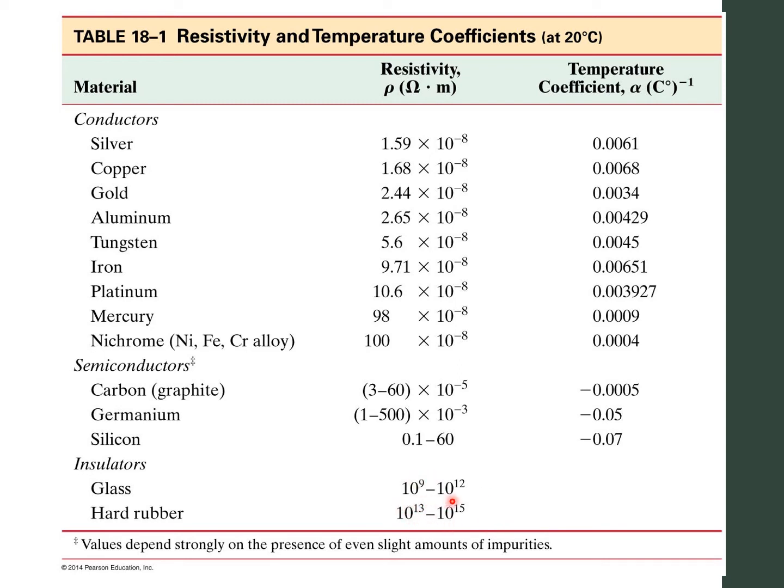So glass has an extremely high resistivity. It's going to be really hard to run an electric current through glass. Whereas if we look at, let's say, aluminum, it's going to be way easier to do that. And we'll talk about this momentarily, but the third column is the temperature coefficient. And the temperature coefficient is going to be used to calculate how the resistivity can change with temperature.